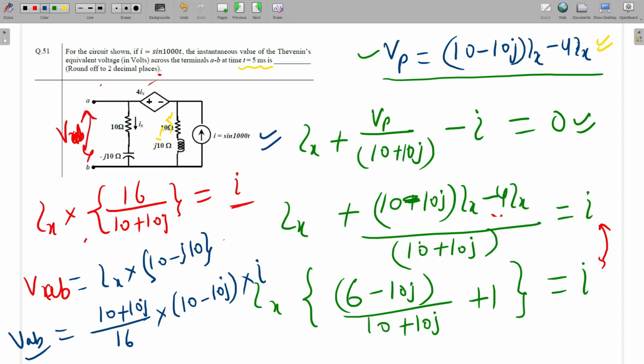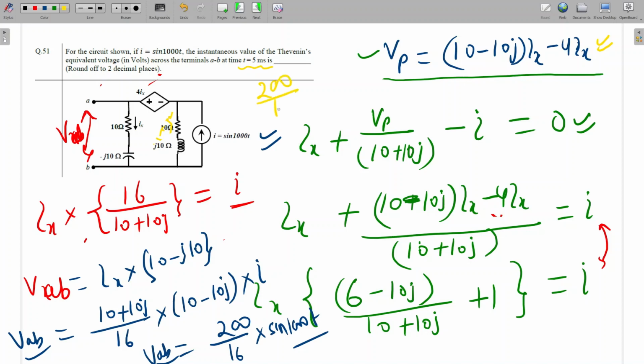Is it clear to all? Yes, sir. So (10 plus 10j) times (10 minus 10j) is a square minus b square, so it will be 200 divided by 16 into I. I is sine 1000t. So this is the final equation for VAB. Is it clear? Now at t equal to 5 milliseconds, we can calculate the value.